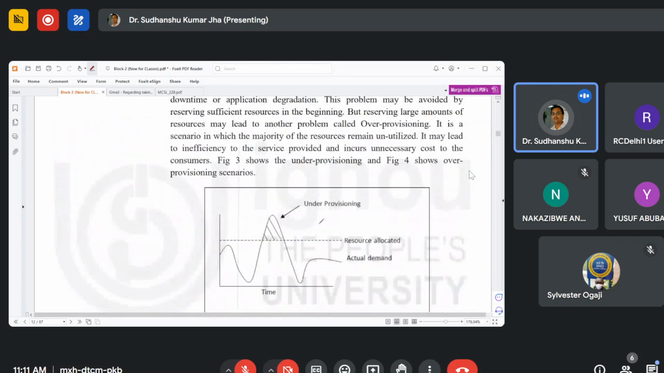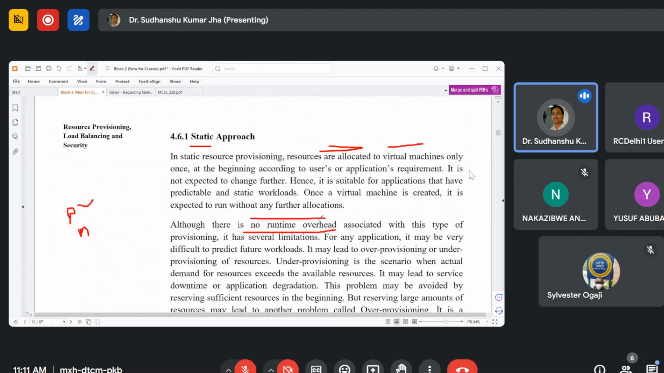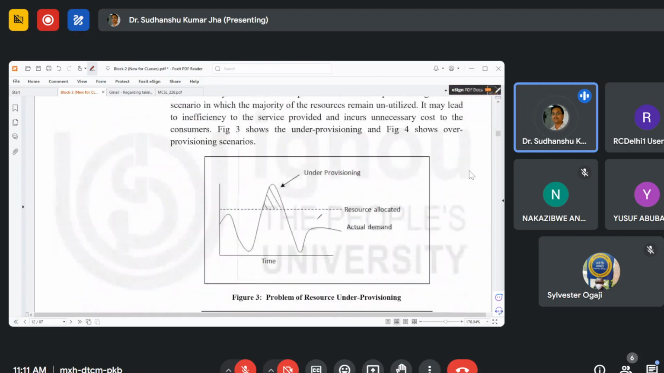Now you can see what the disadvantage of the static approach is. Suppose this is your actual need, and this much number of resources has been allocated to you. So some extra copies of the resources are allocated to you, assuming by the service provider that you may demand some extra resources at any time. They keep the resources ready so that as soon as the demand arrives, they may allocate the resource to the particular customer.